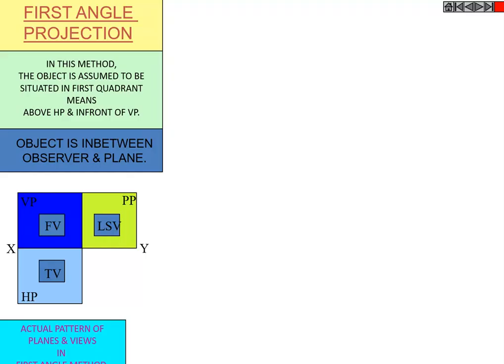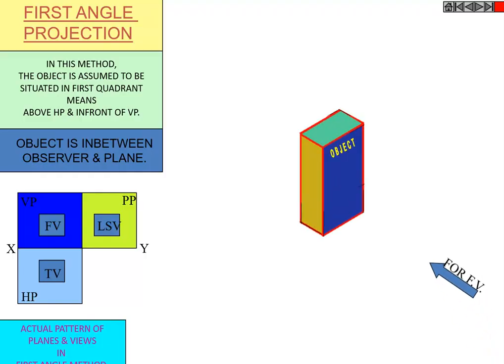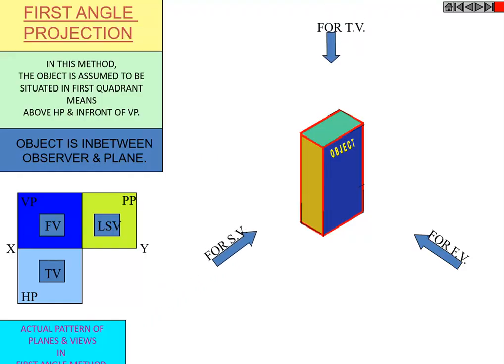In the first angle projection method, here you can see this is the pattern of viewing the front and top views. Here the object is placed, so the observer will be in front of the object. For the top view, you have to be above the object. For the side view, you have to be at the side.